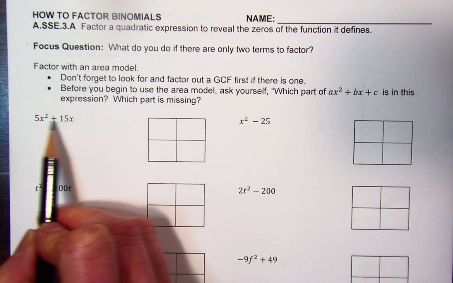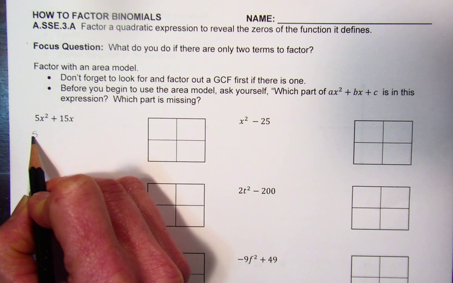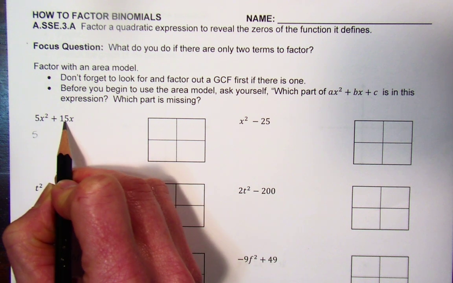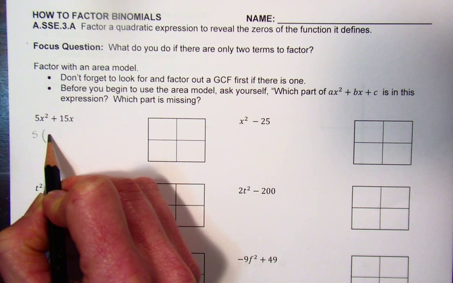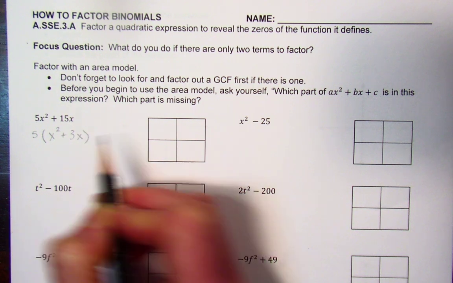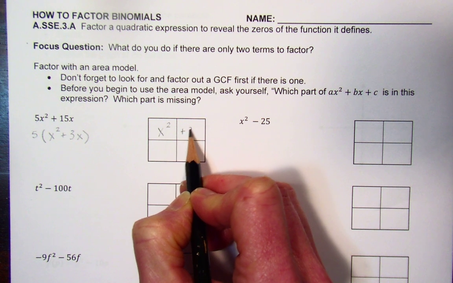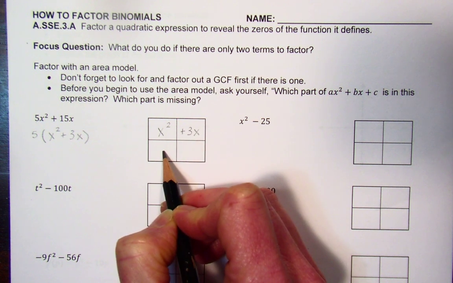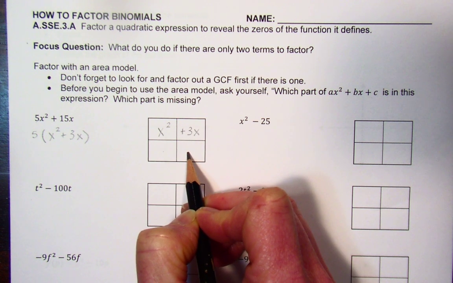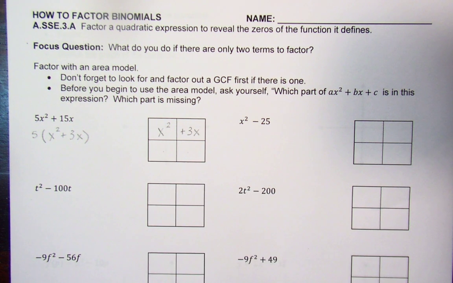For this first example, 5x squared plus 15x, I think my GCF is 5 because it will divide evenly into 5 and 15, which leaves me with x squared plus 3x. If I put my x squared here and I put my 3x here, that means that there's nothing to go here and nothing to go here. In fact, you can even just draw little lines through those because we're not going to use them.